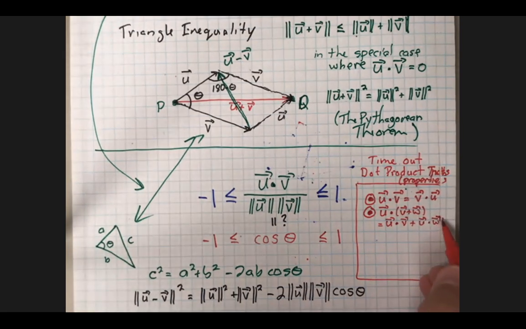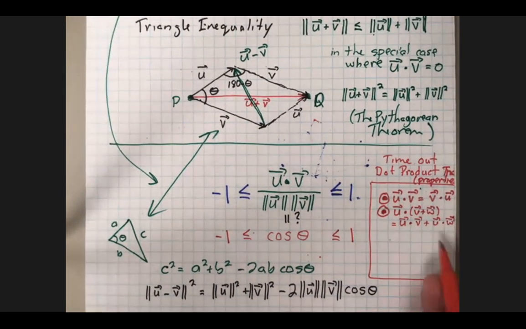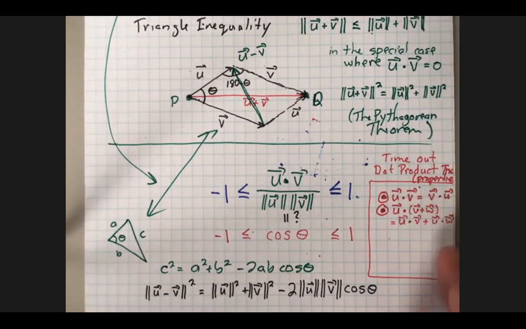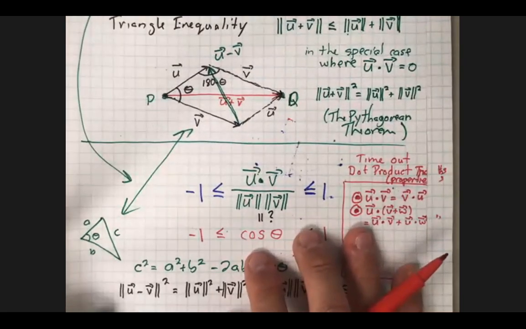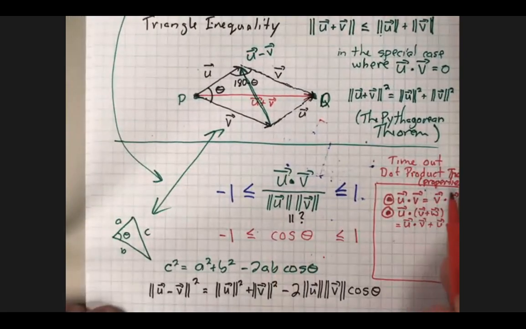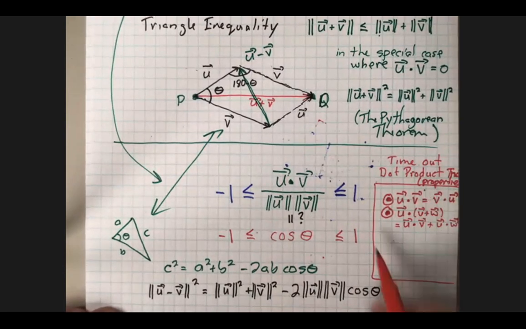Oh, sorry, I'm running out of paper because I slid the paper off the edge. Now, the rules that I'm writing down here, the dot product properties, I really slid off the edge there. So sorry for the bad use of space. These rules are also written in your book.